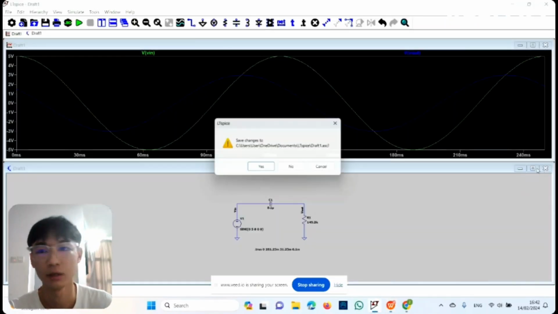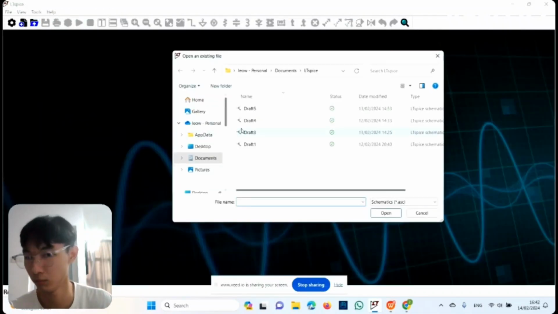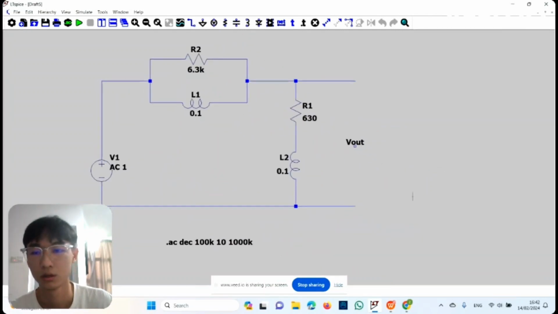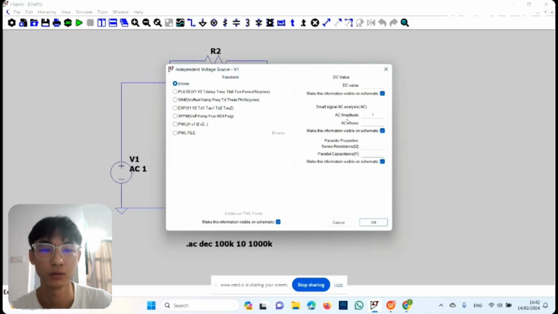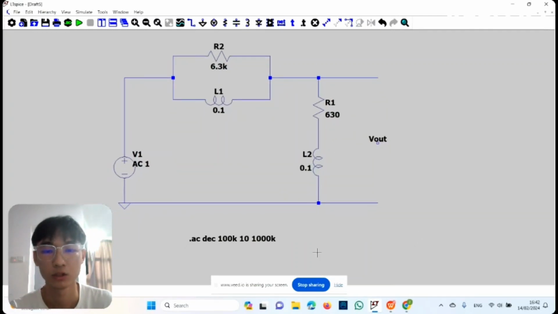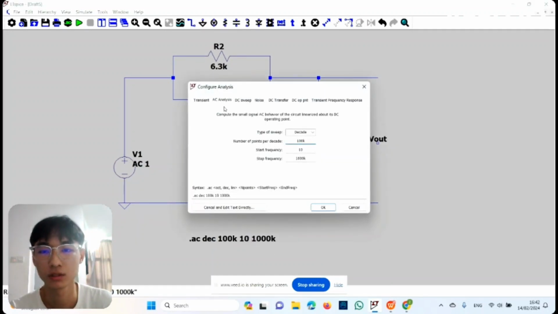Next, we look at the LTspice. This is the circuit I built in the LTspice. This is the sine AC source with amplitude 1, and here is the output, and the values of the resistor and the inductor are the same as I calculated. Here we choose the AC analysis. The type of sweep is decade, and the number of points per decade is 100K. The start frequency is 10, and the stop frequency is 1000K.